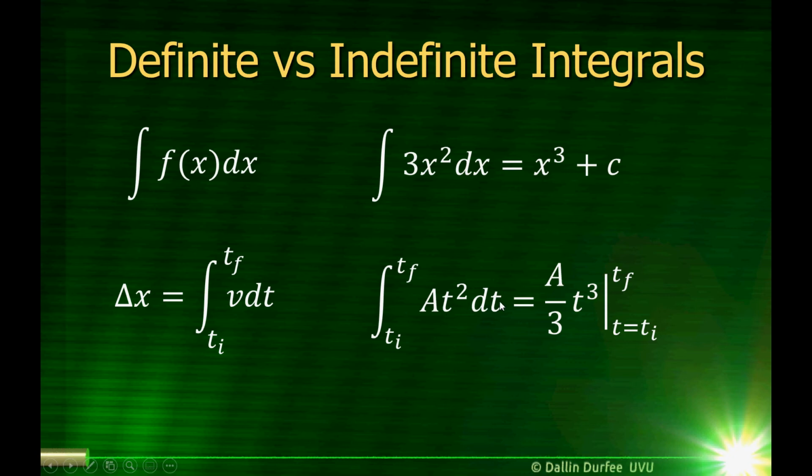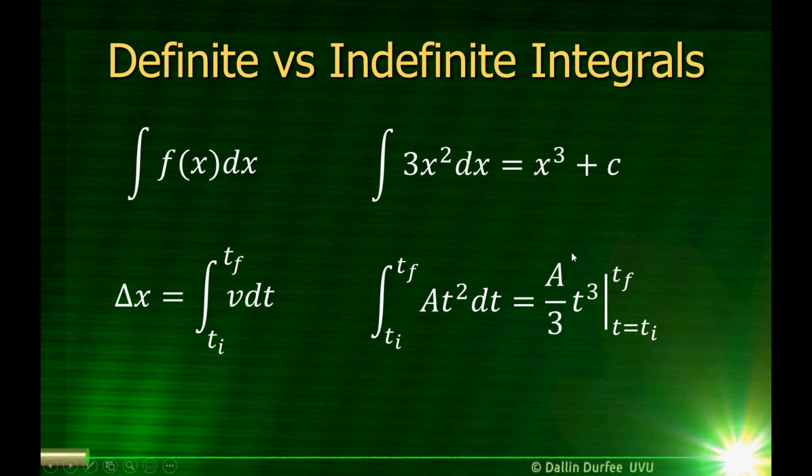a t squared dt, well, a is just a constant, right? And a over 3 t cubed is the thing I take the derivative of to get a t squared, as you'll recall. So if I take the derivative of this, I get this. And so the integral of this must just be this plus a constant. But when I do a definite integral, I don't have to worry about the constant, and you'll see why.